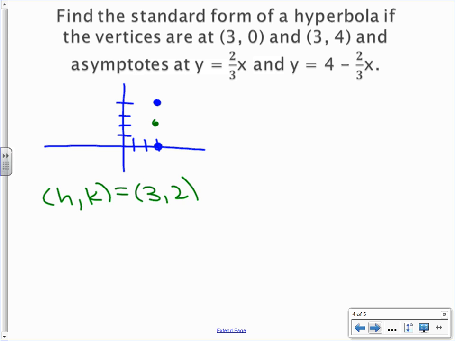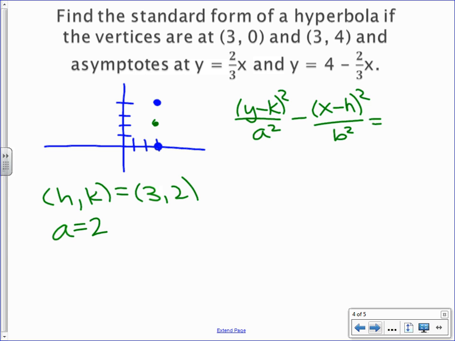And so now, Joey, what is A? Okay. What else do we know? It is vertical. So we're going to have (y minus k) squared over a squared minus (x minus h) squared over b squared equals 1. Okay, now we have our two asymptotes. y equals 2/3 x. Were we given a different equation for it again?